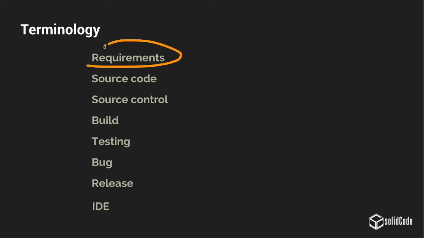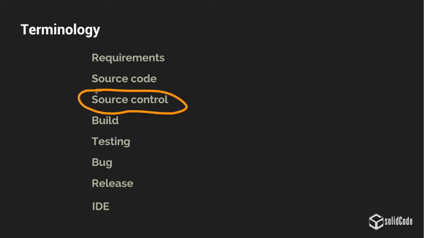What are requirements? Requirements are a list of behaviors that we would like our software to do or be able to perform. Source code is the text that the developers are typing into a tool using a programming language. So this will be the source code, and this will be the input for us to build software. Once the source code is ready, we save it in a source control.